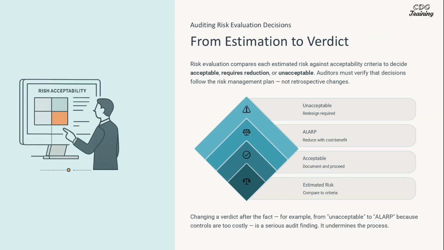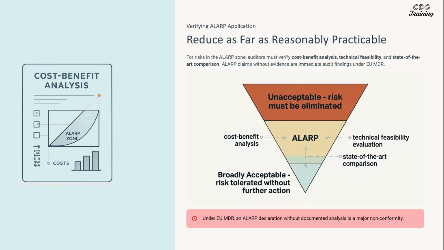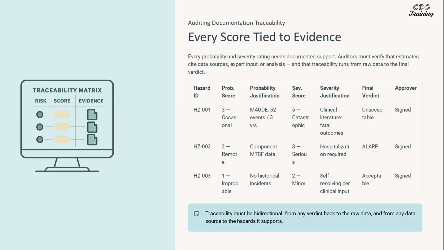Risk evaluation compares each estimated risk against criteria to decide its acceptability. Auditors must ensure decisions follow the risk management plan, not retrospective changes. For ALARP risks, auditors must verify cost-benefit analysis, technical feasibility, and state-of-the-art comparison. Proper documentation is essential for compliance. Every probability and severity rating needs documented support. Auditors must verify traceability from raw data to the final verdict, ensuring comprehensive documentation.